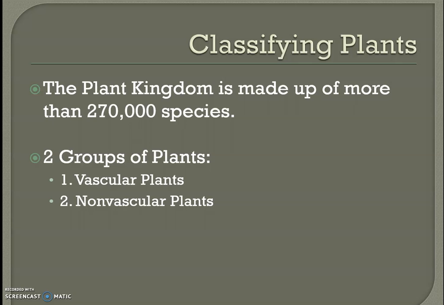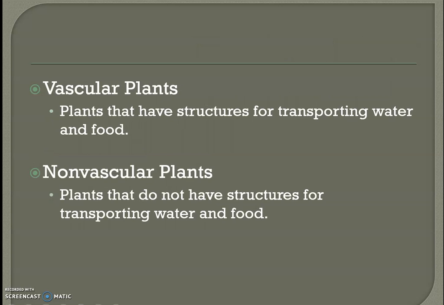Of all of the plants that are in the plant kingdom, they are divided into two groups. They are either considered vascular plants or non-vascular plants. A vascular plant is one that has structures that allow it to transport water and food, meaning that it's able to move water and food throughout the plant. And non-vascular plants do not have structures that are able to help with transportation of water and food.